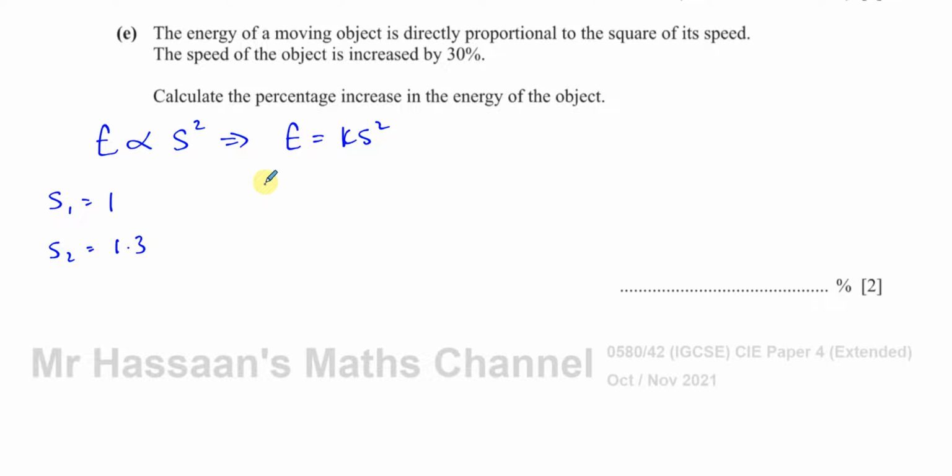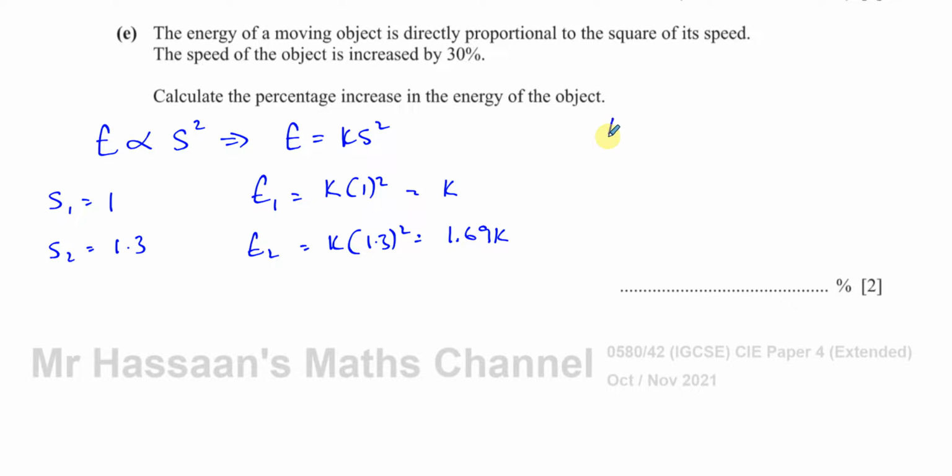So what we can say is that in the first instance, the energy would be k times 1 squared, which is going to be k. And in the second instance, after the speed is increased by 30%, the energy will become k times 1.3 squared. Now 1.3 squared is going to be 1.69, because 13 squared is 169, and two decimal places go back, so it's 1.69k. So what's the percentage increase?